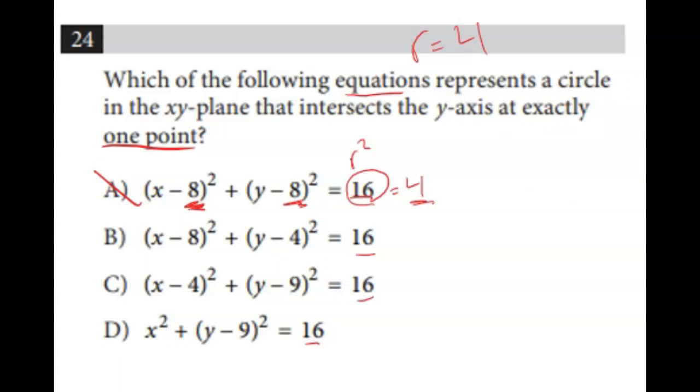Let's do it again for B. So drawing B, if I drew it out on a graph, we know that it would be 8 units over here and that it would be 4 tall. But that doesn't make much of a difference because even though it's a slightly stumpier circle, let's draw it out to 4 units, it still wouldn't touch the y-axis because this x value is once again larger than 4. So B's out.